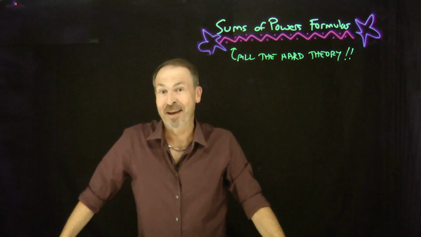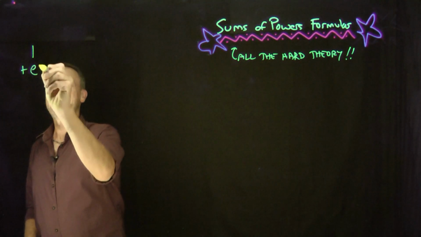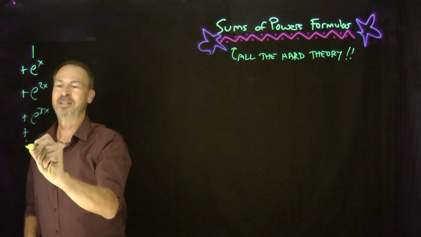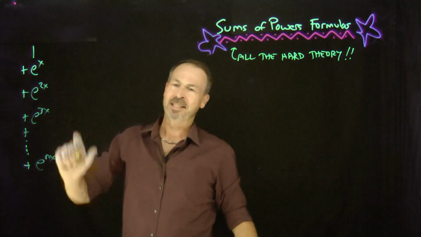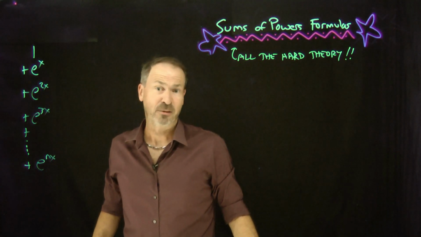Okay, so here's the clever entry point into matters. Let's look at this sum. 1 plus e to the x plus e to the 2x plus e to the 3x, and so on and so on and so on down to plus e to the n times x. Let's look at this sum two different ways. Now, I just mentioned Taylor series. Let's actually do the Taylor series way right now.